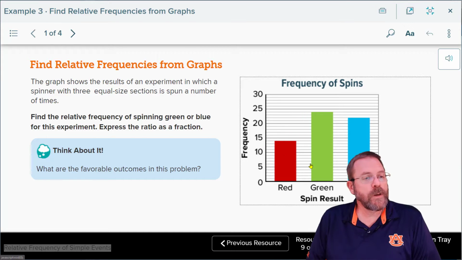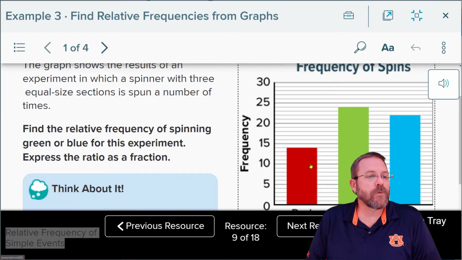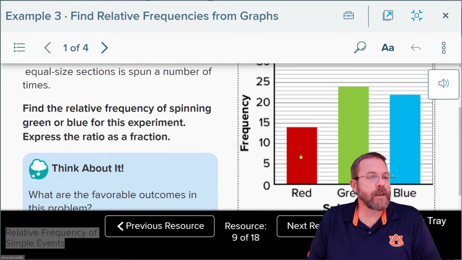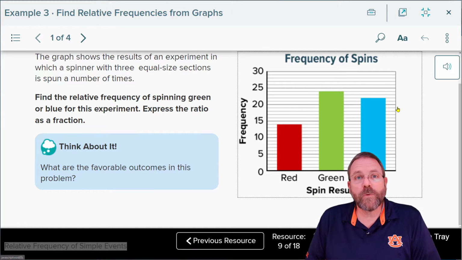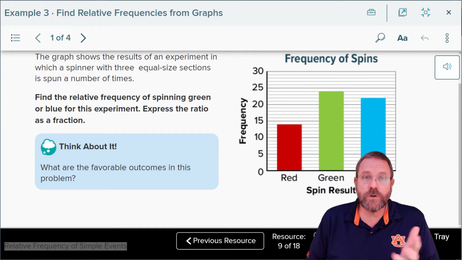Now if we zoomed in here, we can see some pretty good details on this. We can see that the red won 14 times, the green won 24 times, and the blue ended up winning 22 times. Now if you think about it, those were equal size, so it should have been even all the way across, but just because it should have been doesn't mean it's going to be.